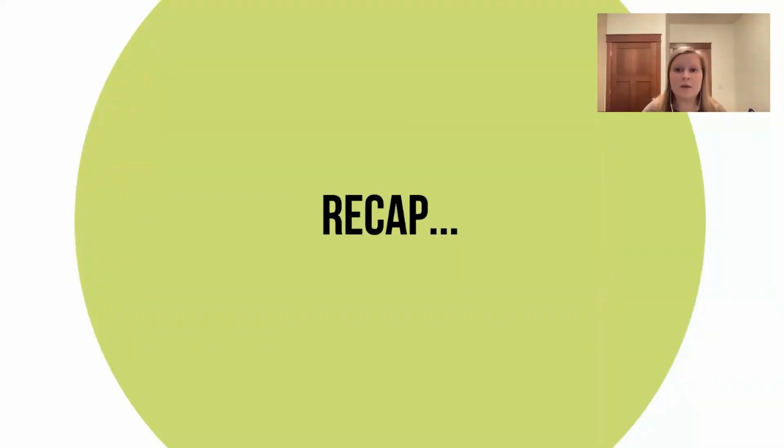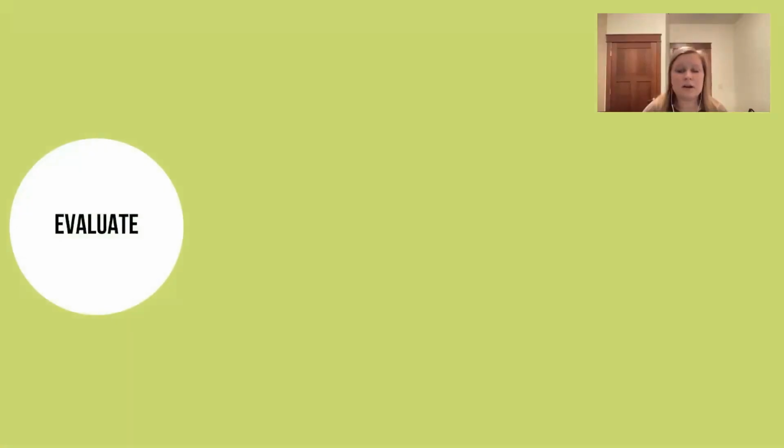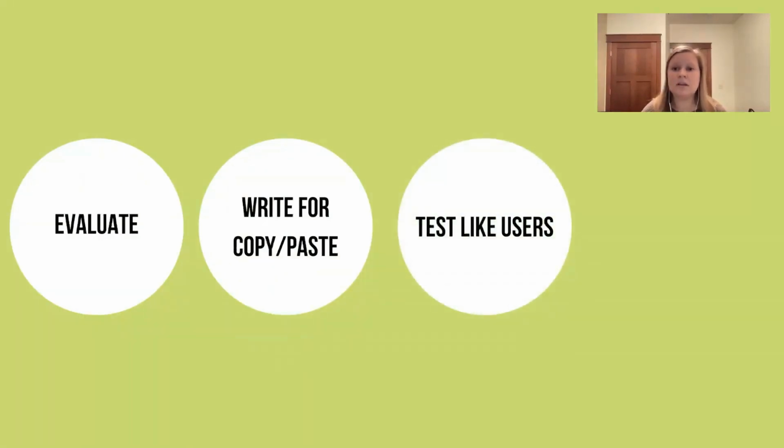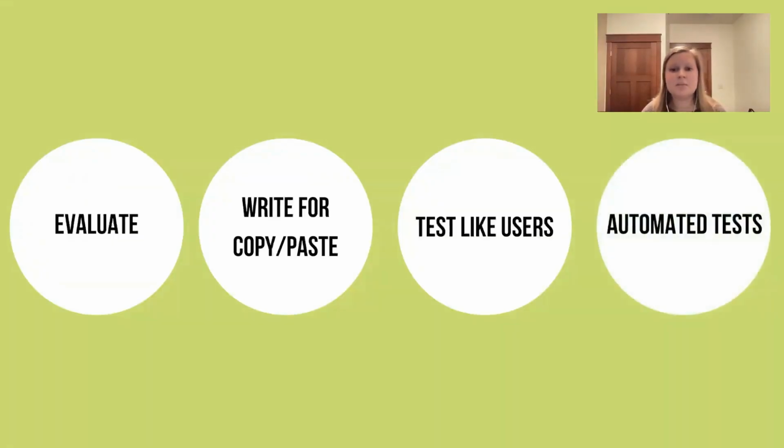So, to recap, when you rethink your how-tos, you'll first want to evaluate how they're currently written and structured. Rewrite them with users' desire to copy and paste down the page. Test the how-to like a user would, from nothing to a completed task. And finally, use automated tests to make sure that your how-tos never break on users again.